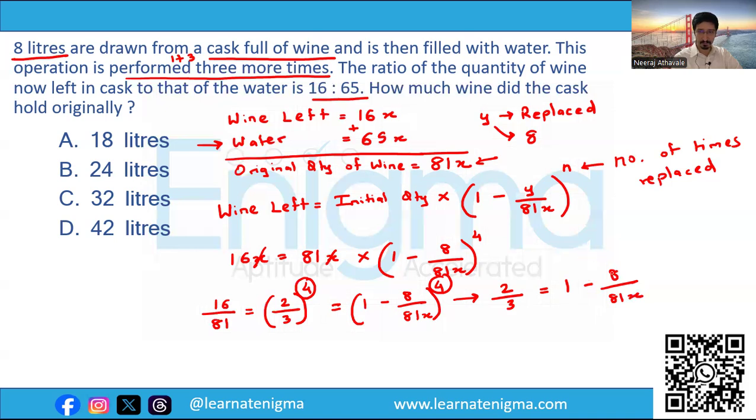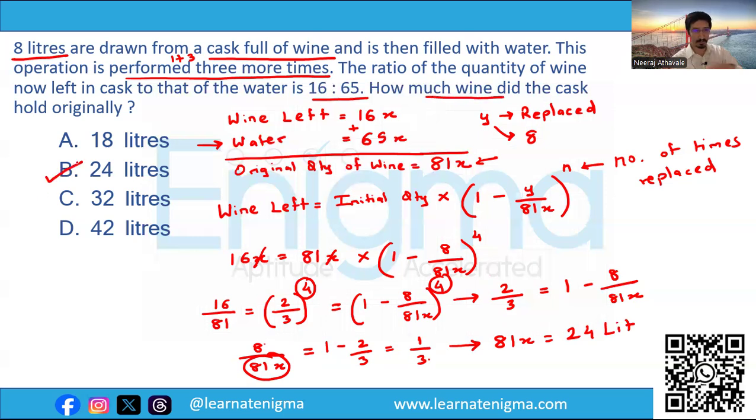So minus 8 upon 81x, we bring on the left hand side. So that becomes plus. Let's write it down a bit over here. So 8 upon 81x is equal to 1 minus 2 by 3, that is 1 by 3. So 8 upon 81x equal to 1 by 3. We want the value for 81x. So 81x is equal to 8 threes are, that is 24. So the original quantity of wine was 24 liters. So that's our answer.